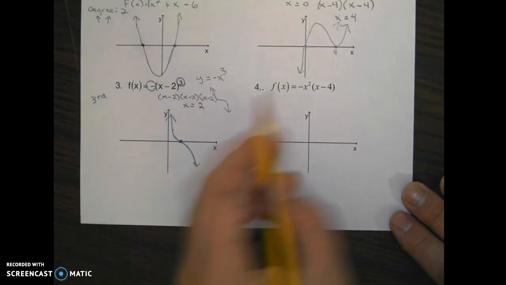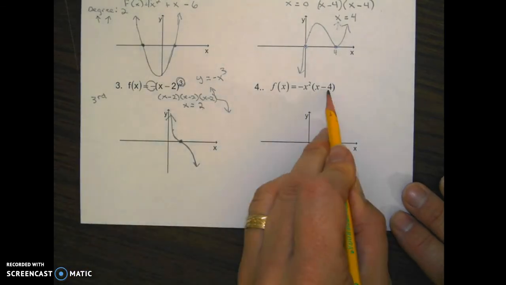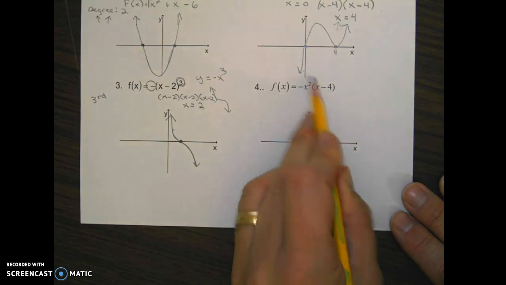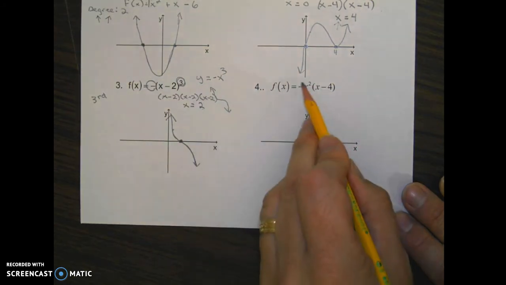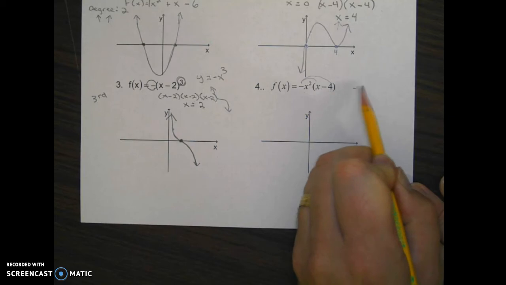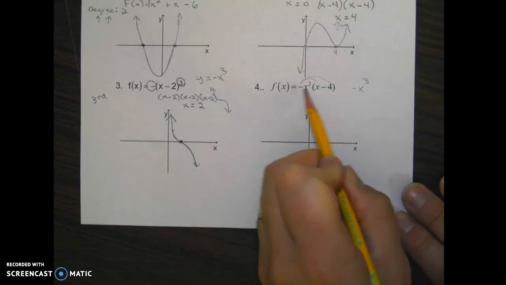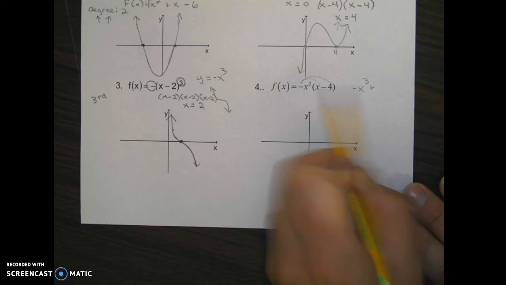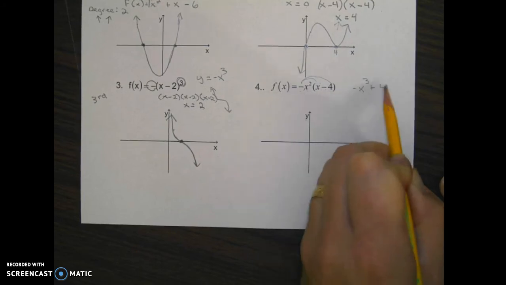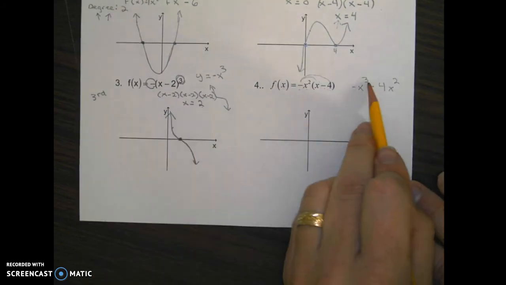Okay, let's take a look at number 4. So here, remember, to get the degree, since we're in factored form, you could multiply this out. We could distribute. Let's do that. This would be an easy distributing problem. So we'd have negative x, 2 plus 1 is 3. And then negative times negative is a positive, 4x squared. That's a simple one. So it's cubic.